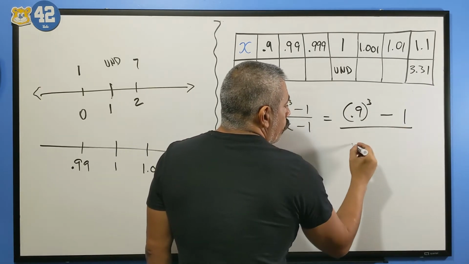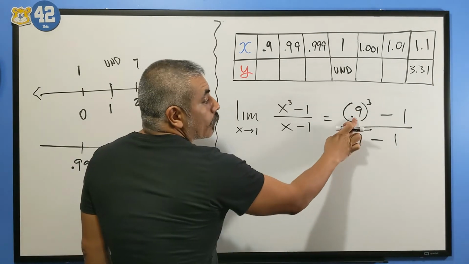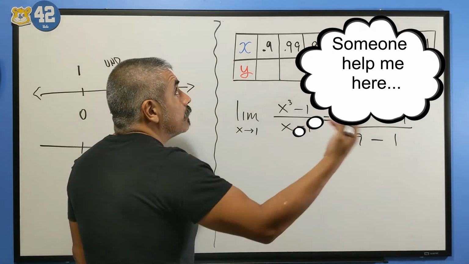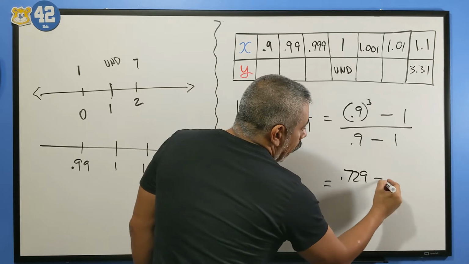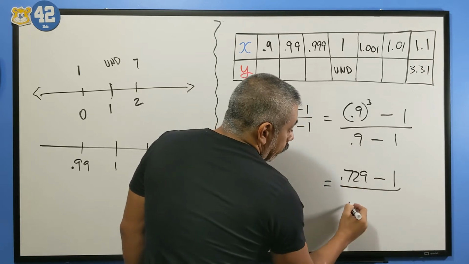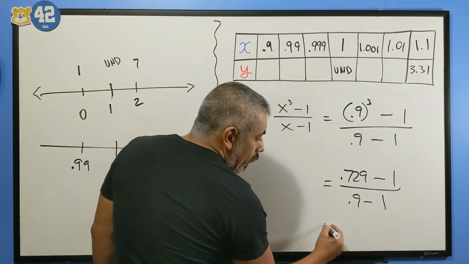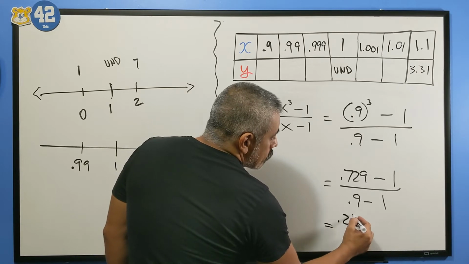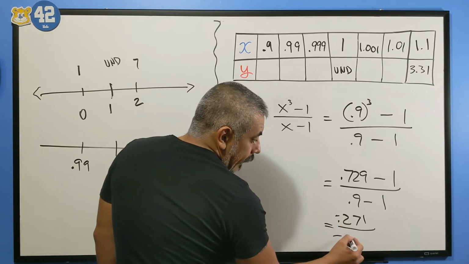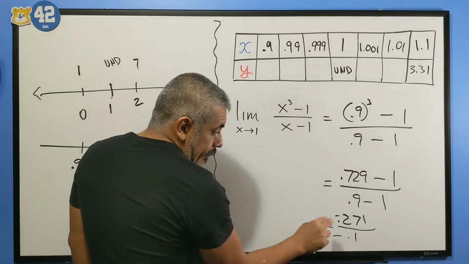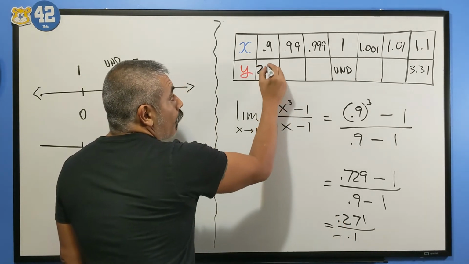minus 1 over 0.9 minus 1. Now 0.9 cubed is simply 9 cubed with 3 decimal places. And 9 cubed is 729, so we get 0.729 minus 1 over 0.9 minus 1. And 0.729 minus 1 is going to give us negative 0.271 over negative 0.1. And this is the same thing as multiplying by 10, and they're both negative, so it's going to be positive. So this would be 2.71.